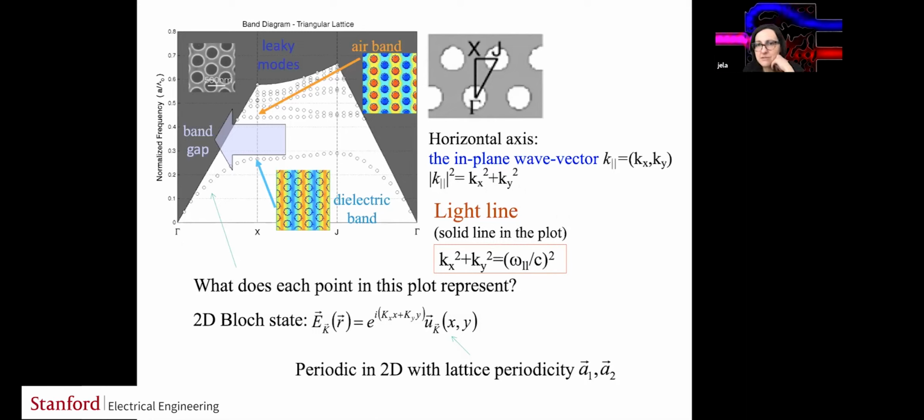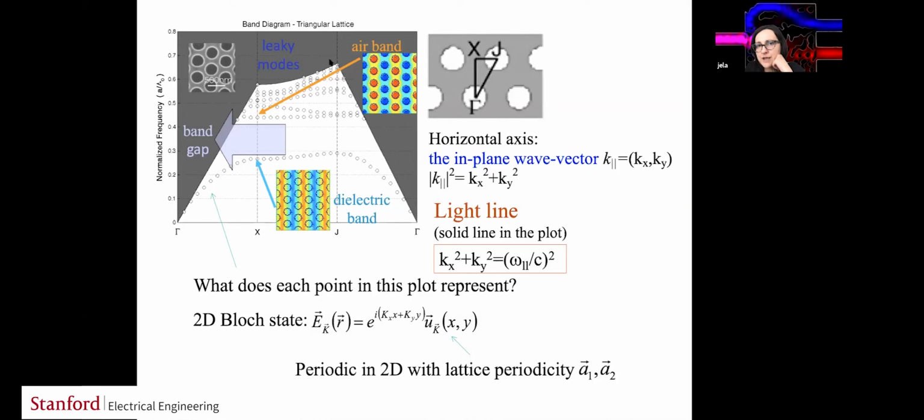Any thoughts? Because we step around the Brillouin zone. So in the first part, from gamma to X, we only change kx. Exactly. And then from X to J, it's only ky, and then from J to gamma again, both kx and ky change. Exactly. So from gamma to X, you change only one, so it's linear.